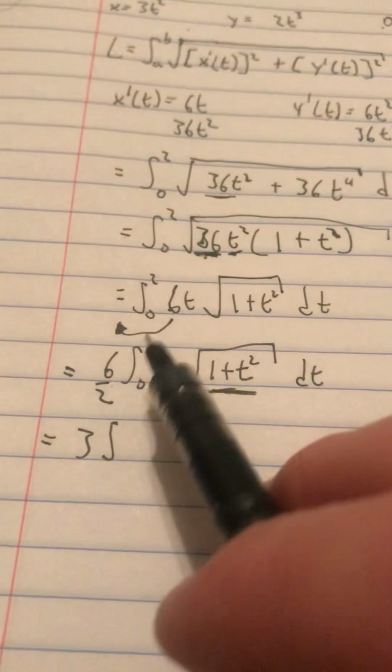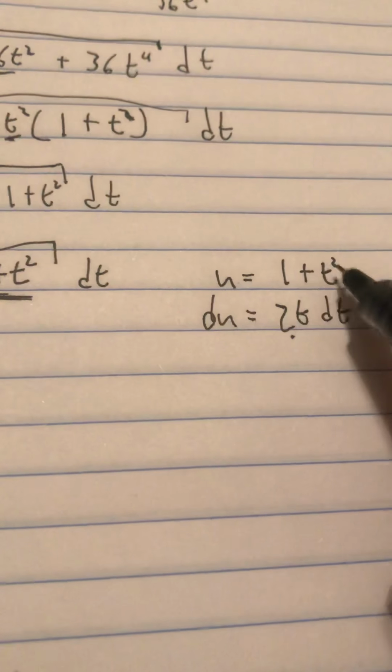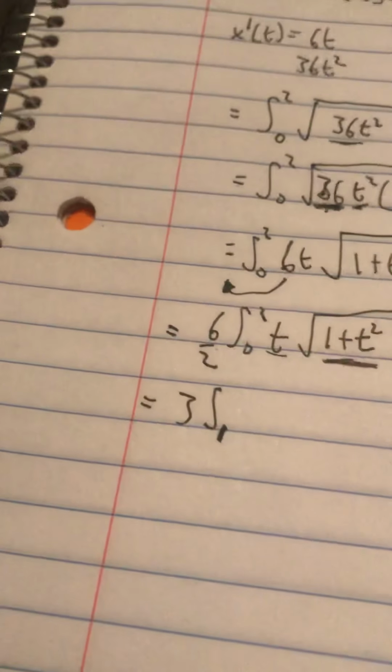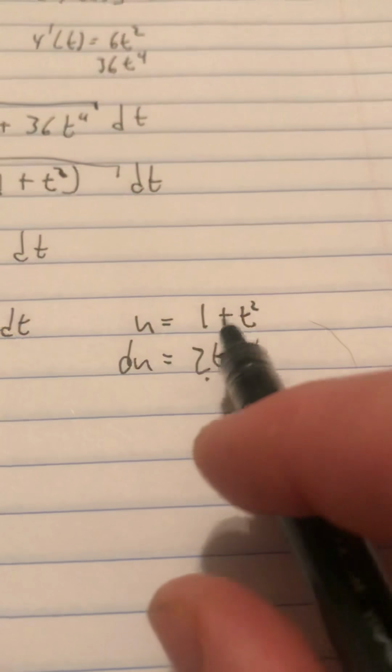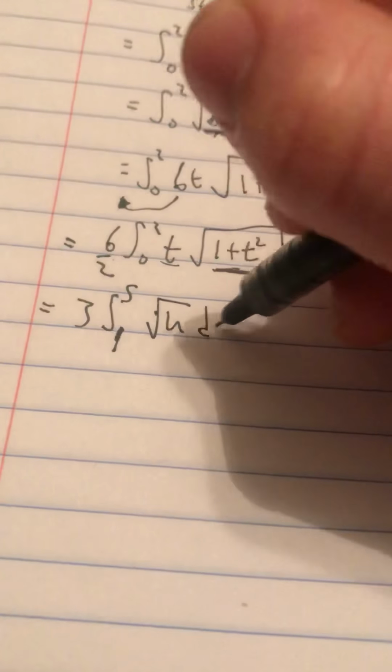Now we got to change our bounds. I got to plug 0 and 2 into t for u. So for t equals 0, we'll have 1 plus 0 squared. So u is going to equal 1. When I plug 2 in, we'll have u equals 1 plus 2 squared, so 1 plus 4 equals 5. So from 1 to 5, the square root of u du.